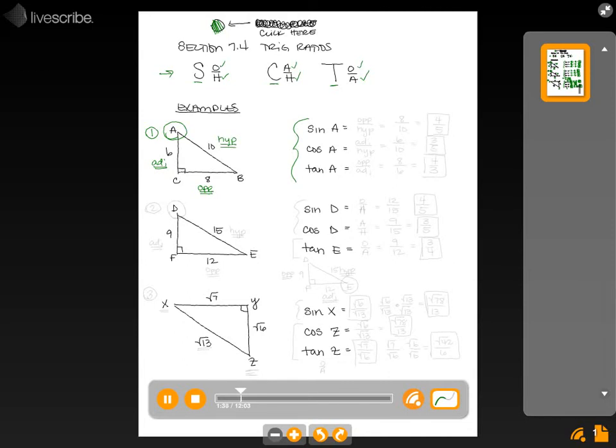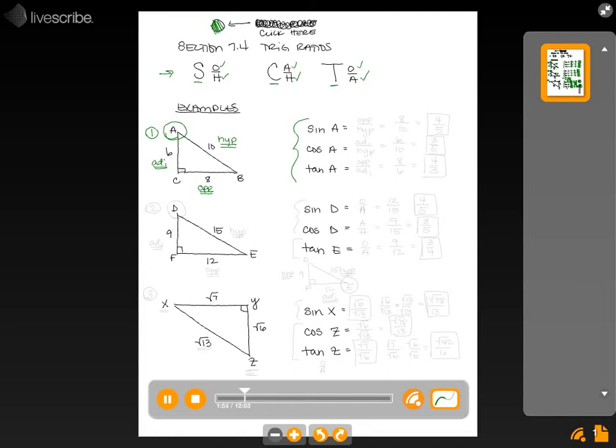Now, in this example, they're all the same. As we go through, it's going to change. You may have different angles in the same set of problems. This problem, though, they're all based off angle A. So opposite, adjacent, hypotenuse can stay there for the whole problem.